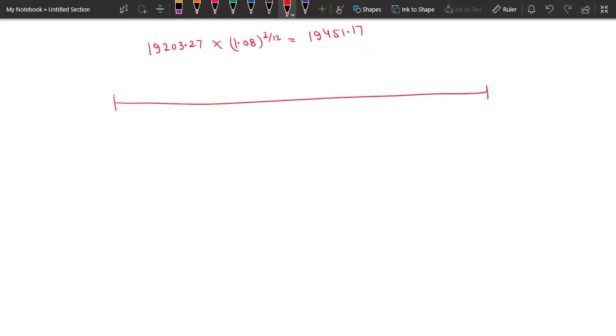So this is your timeline. This is, let's say, time 7. This is 7 years and 1 month, and this is, let's say, 7 years and 2 months. And the loan outstanding here is 19,451 into 0.70.